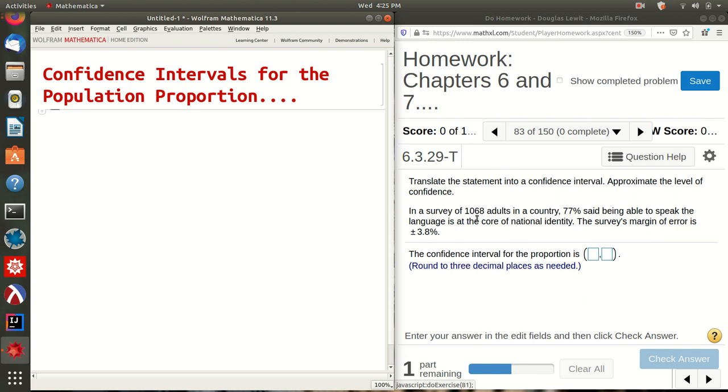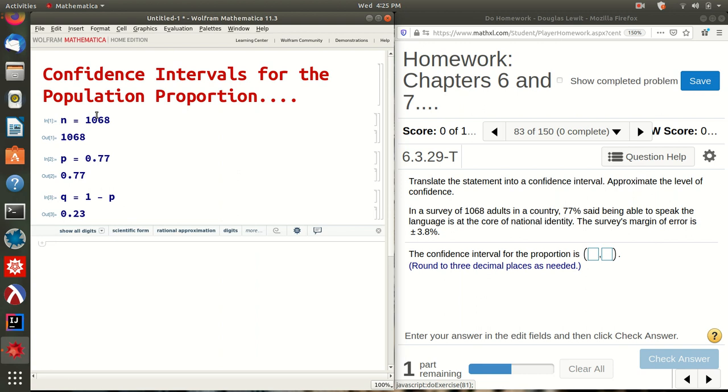In a survey of 1,068 adults in a country, 77% said being able to speak the language is at the core of national identity. The survey's margin of error is plus or minus 3.8%. The confidence interval for the proportion is, okay, so first of all, n is equal to 1,068, p is equal to 0.77, q is equal to 1 minus p, and I believe that is 0.23.